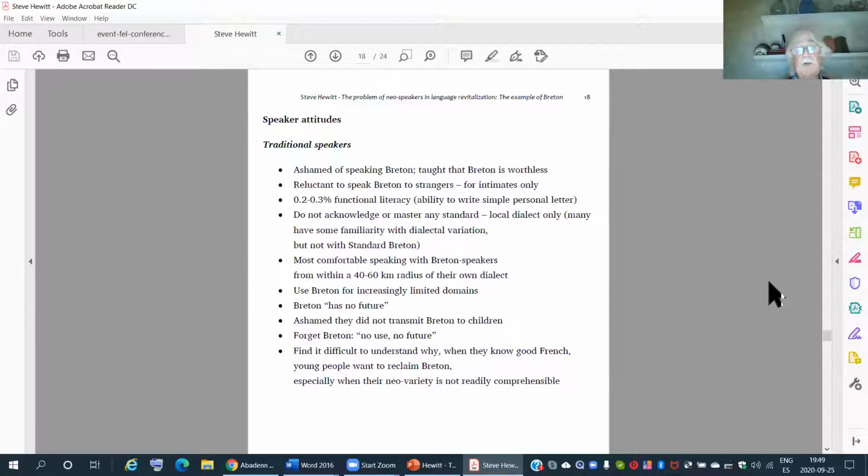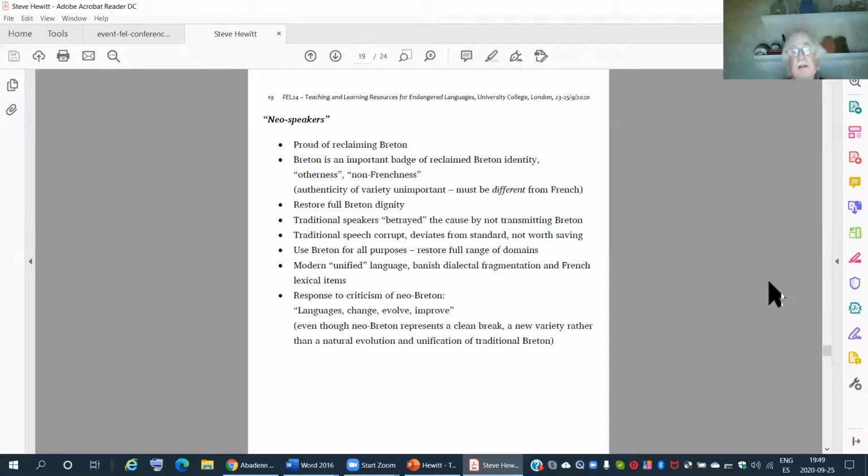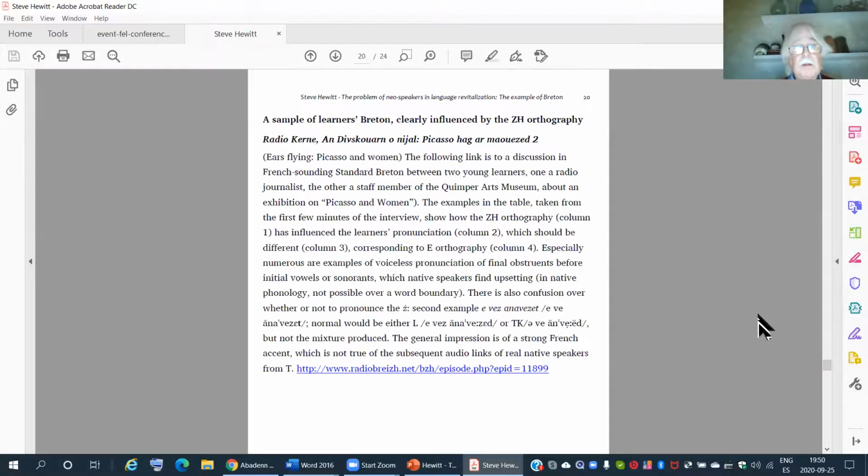Traditional speakers are ashamed of speaking Breton, etc. You can pick up this list and go through it later on. So I want to give you a sample of the two sides, and then the Neo speakers, you have their attitudes here. This is a dialogue de sourds, a dialogue of the deaf, talking past each other with really very little agreement.